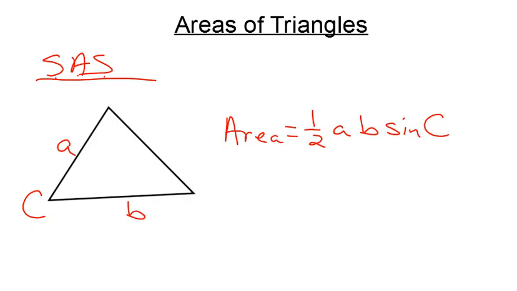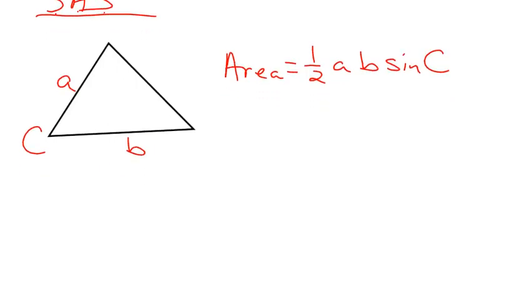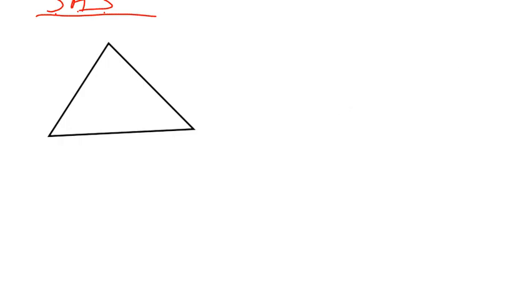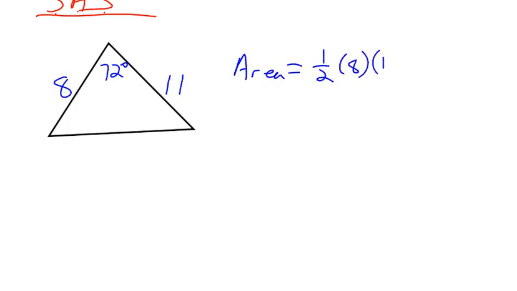Okay? So, let's take a look at an example of what I'm talking about. Suppose I'm given this picture right here, and it doesn't have to be on those two sides. It can be anywhere. Suppose this is, say, 8 and this is 11, and say this angle is 72 degrees here, right? Well, to find the area of this triangle, all I have to do is say the area equals 1/2 A times B, which is 8 times 11, times the sine of the included angle, 72 degrees, right?